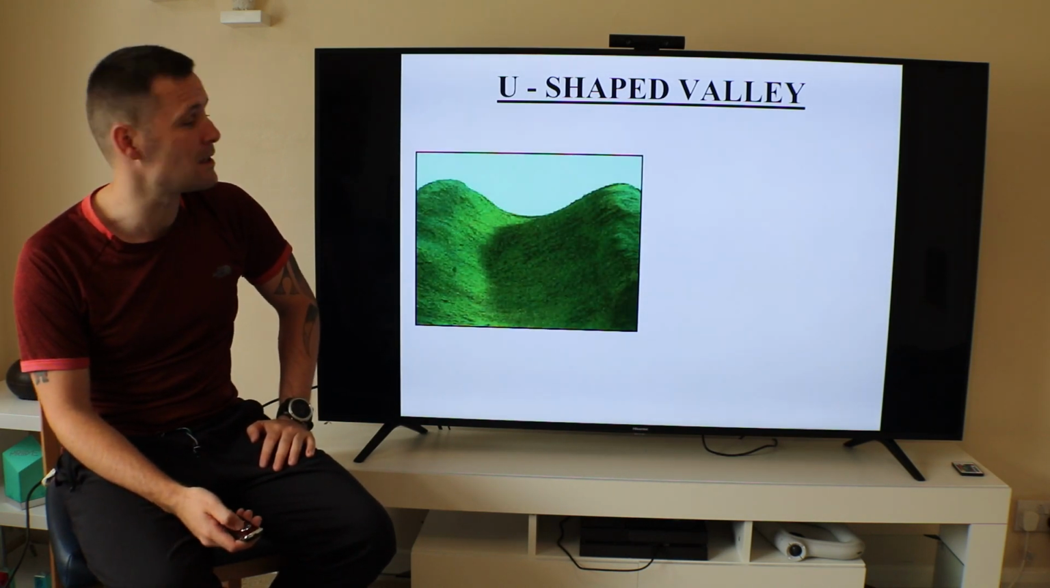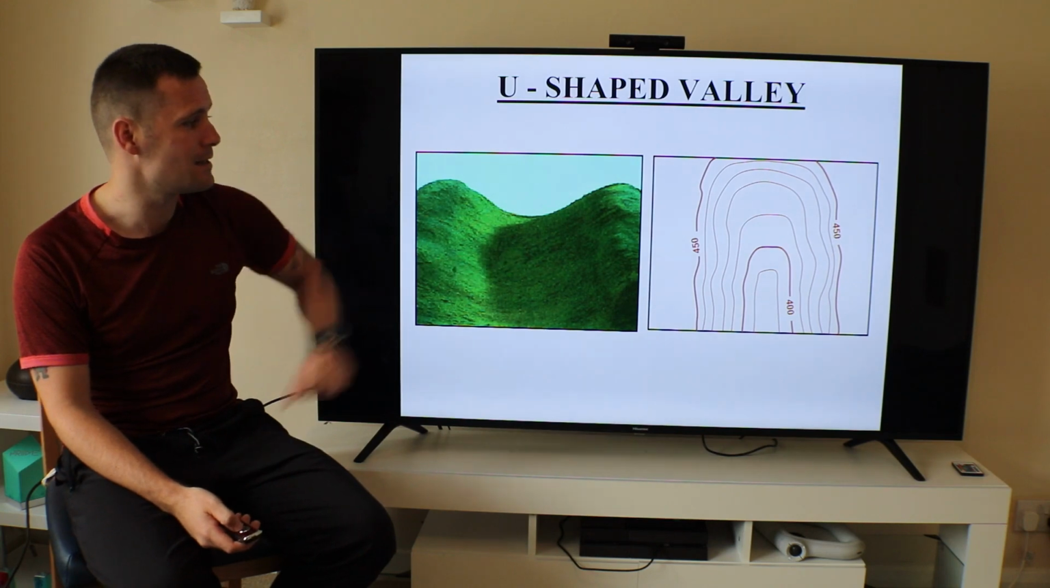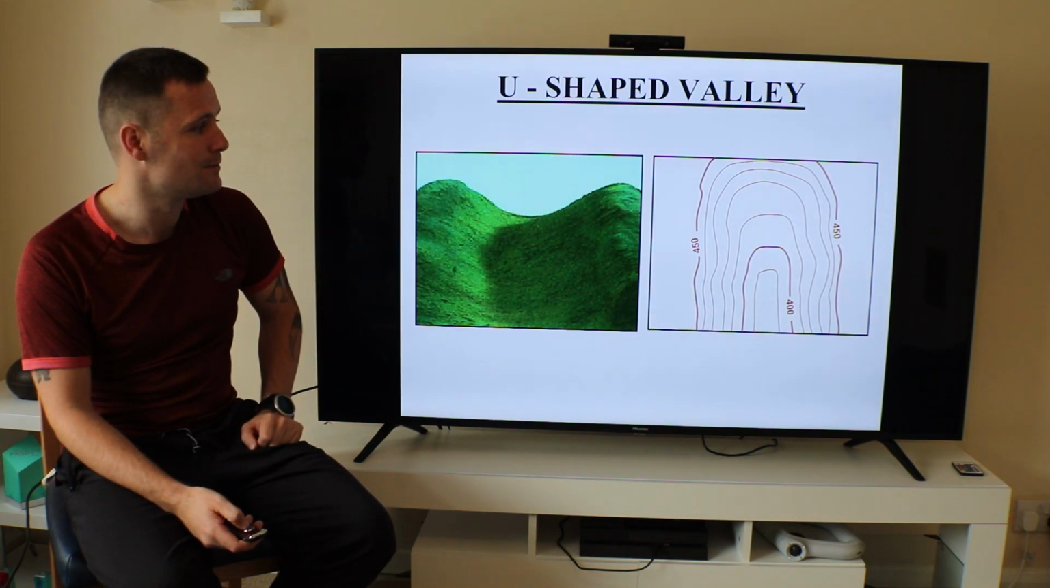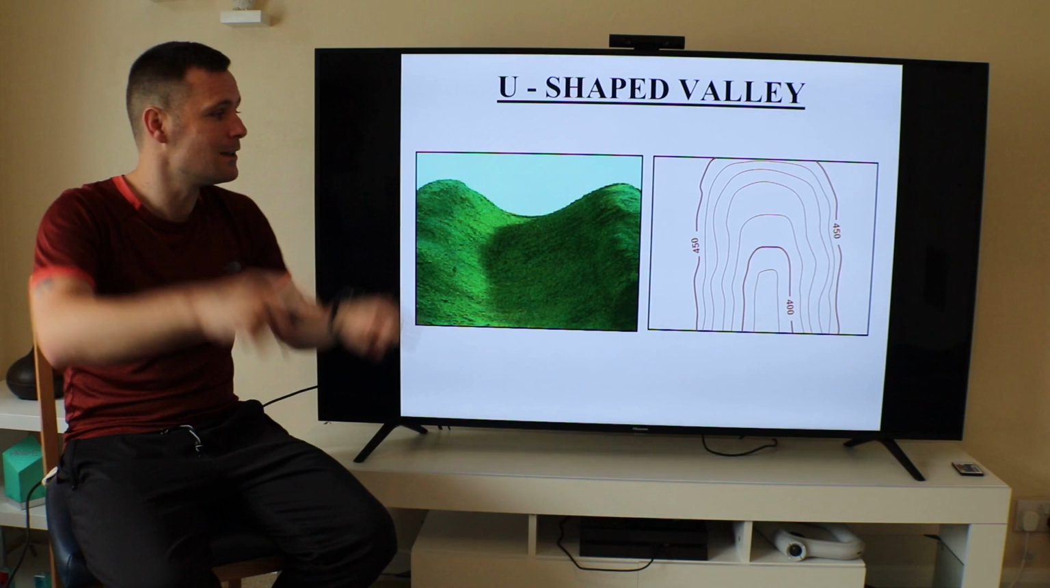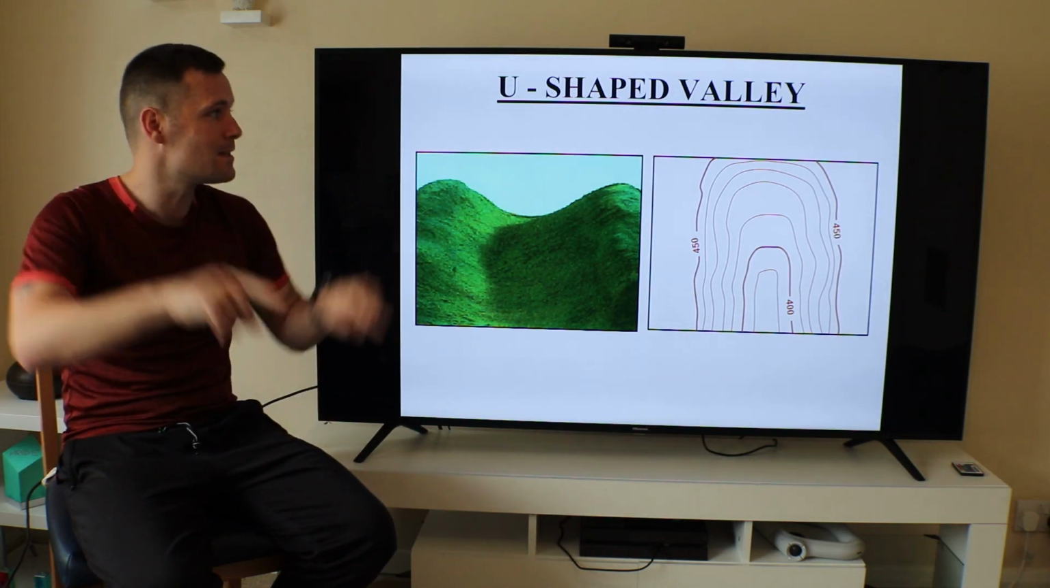A U-shaped valley speaks for itself. It looks like a U, and you're seeing your contours like so. High ground either end, low ground in the middle, high ground either end, low ground in the middle.